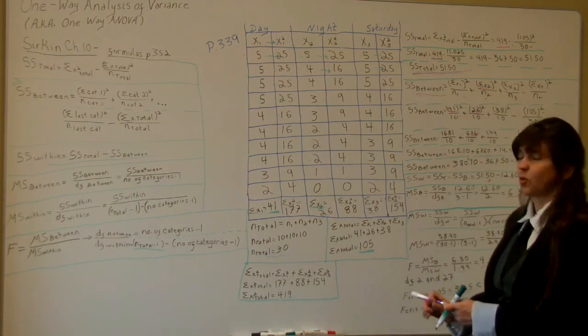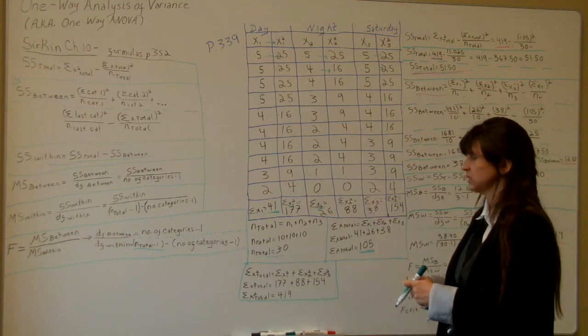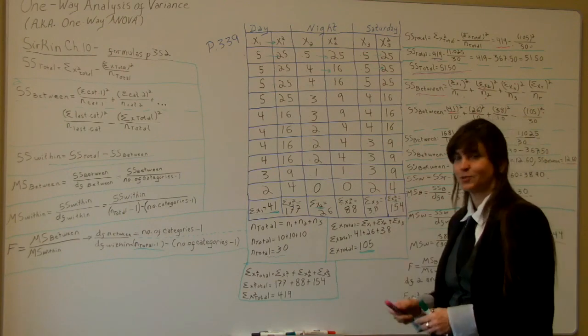This is like a quick cram course version of how to do the hand calculations for a one-way ANOVA using the data in your textbook.